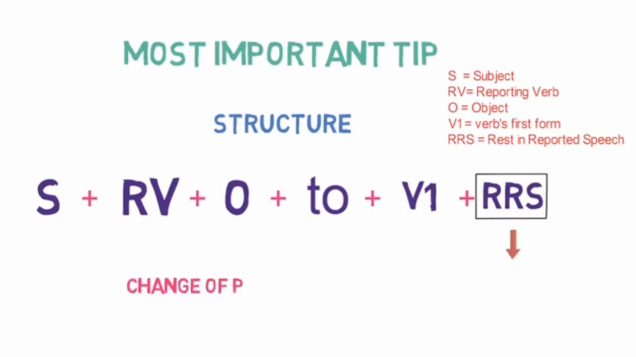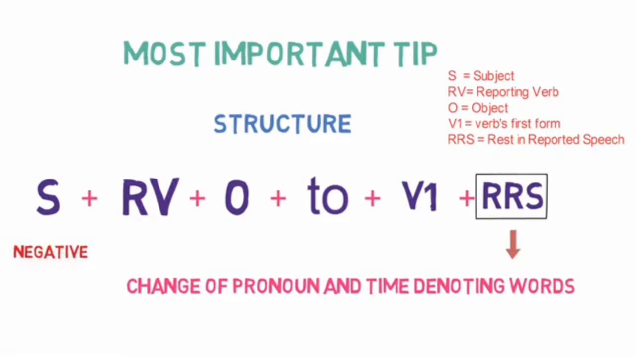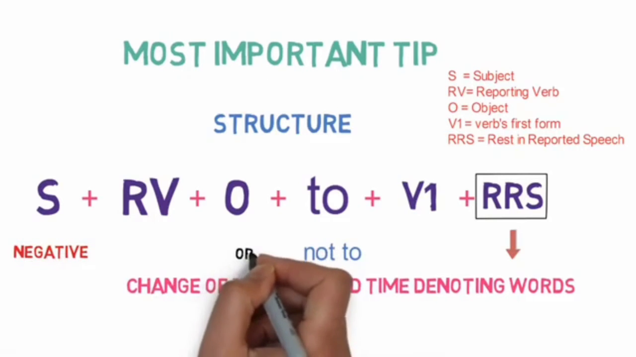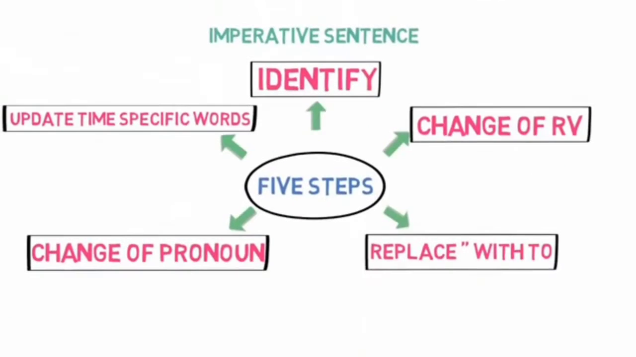Remember to change the pronoun and time denoting verb in the remaining part. Also remember we can use not to when the reported speech is in negative form or forbade also in case of reporting verb. Remember this structure and you won't find difficulty in converting from a direct to indirect speech. Let's understand the application of this 5-step formula with an example.